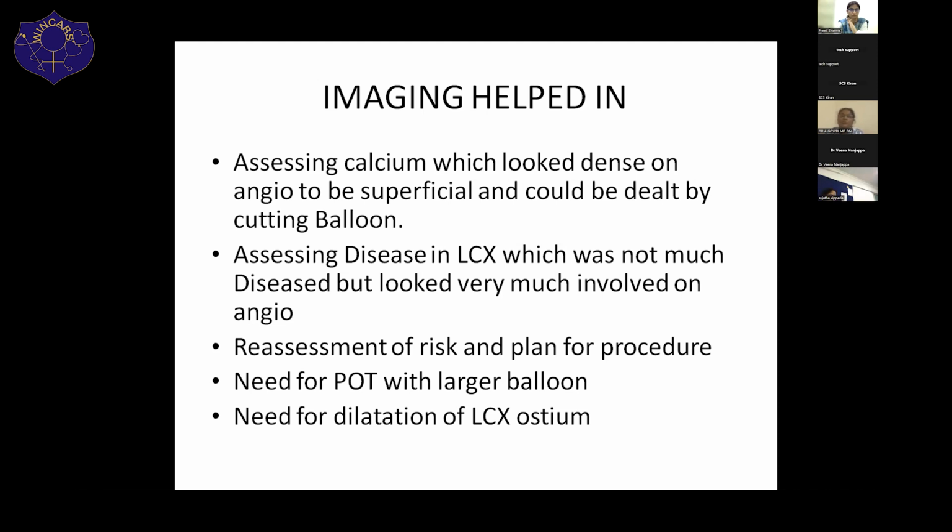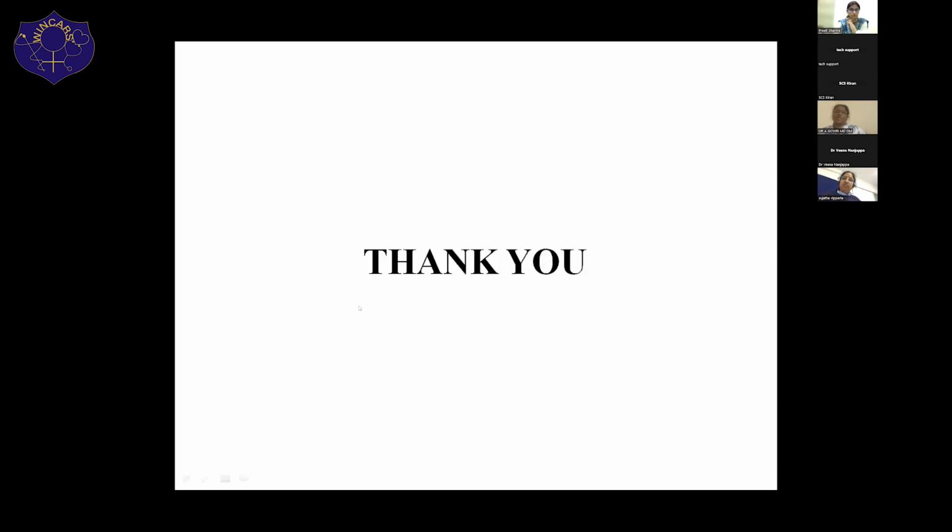And also we could see that the lesion was quite manageable with the cutting balloon. After the cutting balloon, we could see that the calcium had given way much, and we could stent it directly. After stenting, we also needed to do post-dilatation with a larger balloon, and this was also seen. So recrossing was also required in this case.